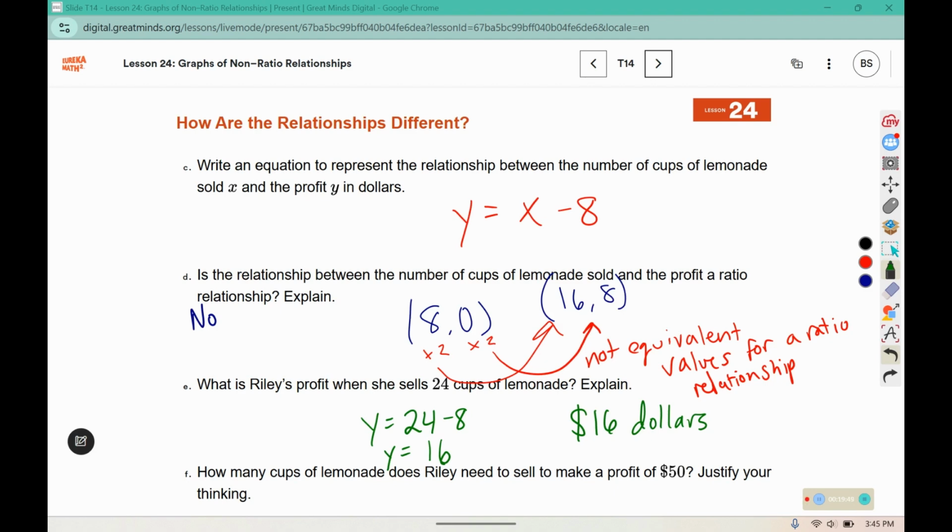How many cups of lemonade does she need to sell to earn a profit of $50? Well, remember, y is the profit, so we're going to put 50 in the y position. To solve this equation, we would add 8 to both sides. So that leaves us with x equals 58. So she needs to sell 58 cups.